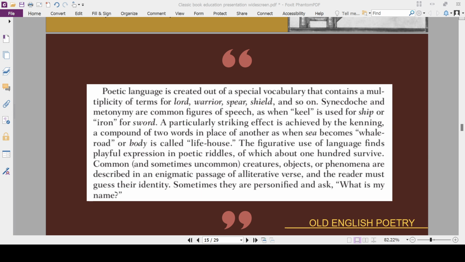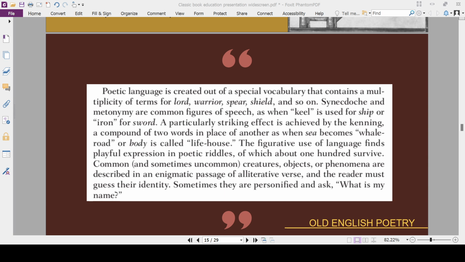Personification is also present in Old English poetry, as well as, of course, alliteration, because, in general, it's alliterative verse. The overall effect of Old English poetry is the use of formal and dignified language. That's also really, really important. And this creates a stark contrast with the everyday language of the Anglo-Saxons.